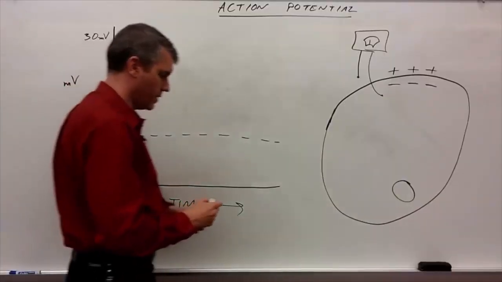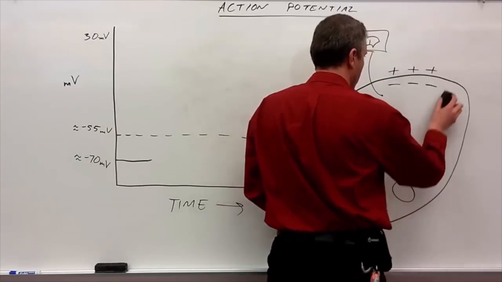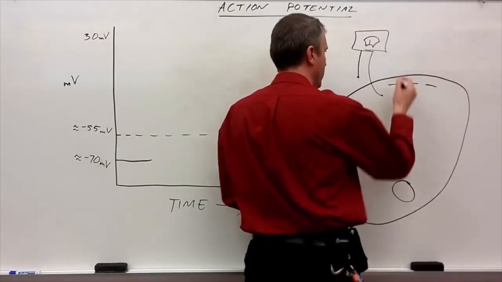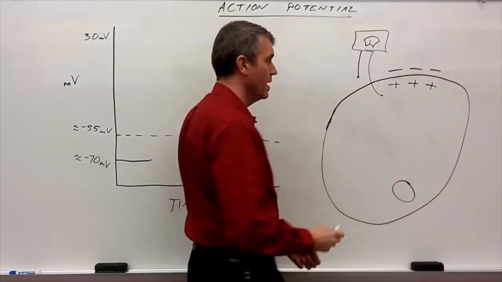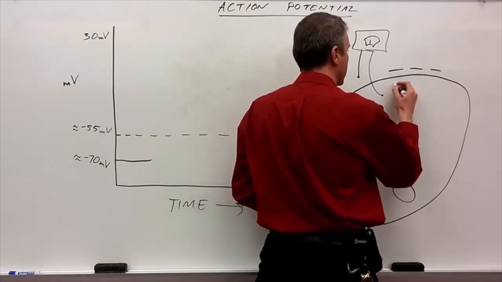Here's what basically happens, and I'll do it on the cell first. During an action potential, some kind of stimulus comes and causes this to happen. The outside becomes negative, the inside becomes positive, and then right after that, very, very quickly after that, we go back to resting.